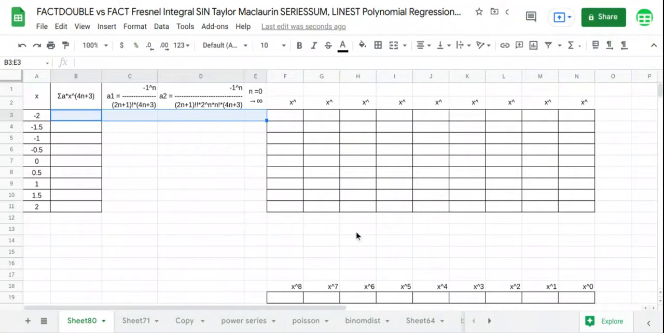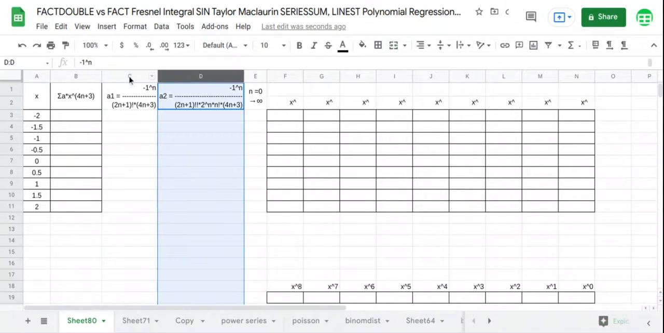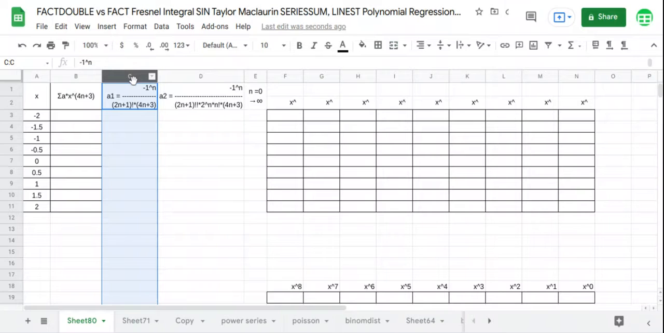In this video, we will generate the Taylor-Maclaurin series sum of the Fresnel integral sine using double factorial or factorial over the x values from -2 to +2.